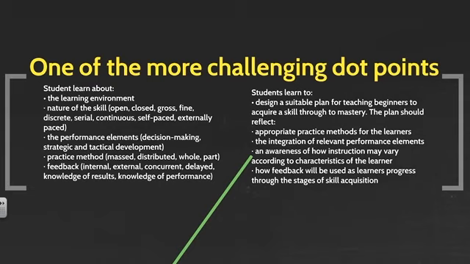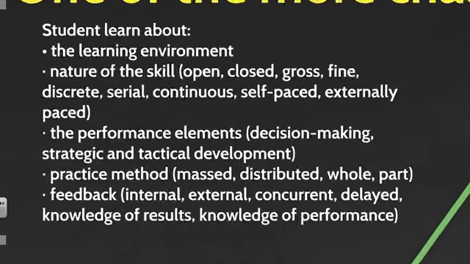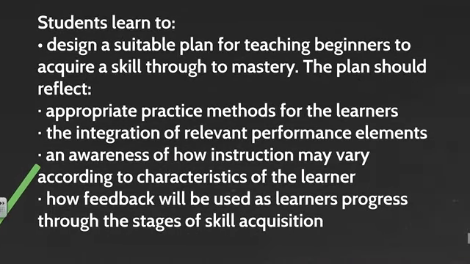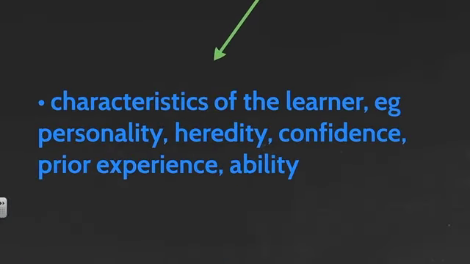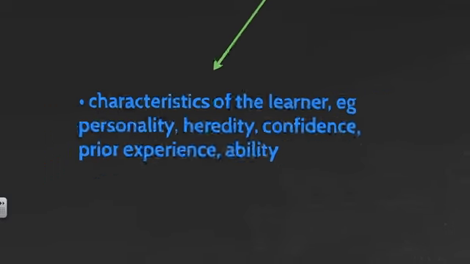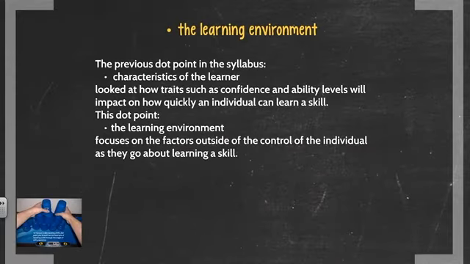I think this is probably one of the more challenging dot points in the entire syllabus, just because of the sheer content that's involved. In one of the instances, you're actually required for the student learn-tos to refer back to a previous dot point where it says to have an awareness of how instruction may vary according to the characteristics of the learner, and that is one of the previous dot points where it asks you to have an understanding of what role, say, personality, confidence and ability play in the learning of a skill. So anyway, let's have a look at what the learning environment is all about.